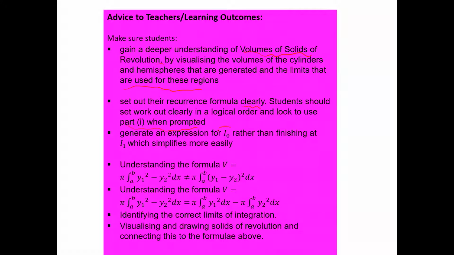Generate an expression for I0 rather than finishing at I1, which simplifies more easily. Recognize that it's pi integral from a to b of y1 squared minus y2 squared for V, rather than y1 minus y2 all squared. Be careful with the limits. Identify the correct limits of integration. Visualize and draw the solid of revolution and connect this to the question.